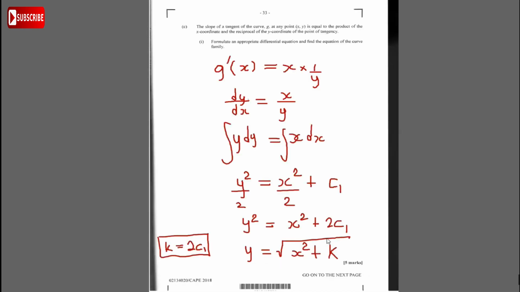It says hence or otherwise determine the equation of the curve given that it passes through (1, 3). So pretty much they're asking you to find the value for k. If it passes through (1, 3), then they're telling us that when y is 3, x is 1. So 3 is equal to the square root of x squared, which is 1 squared, plus k. So you square both sides first to get 9 is equal to 1 plus k. And then you subtract 1 from both sides. So you get k equal to 8.